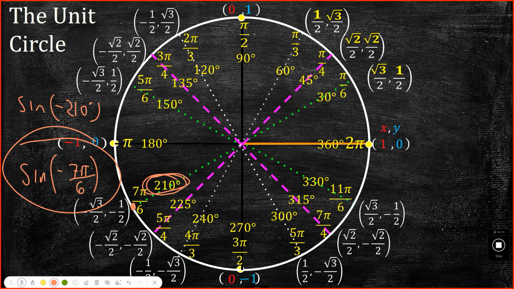Well, negative 210, where's negative 210? Well, if I go back, I understand this better, I go negative 180. How much more do I have to go? So it should be this one right here. And that's going to be sine, that's going to be 1/2.